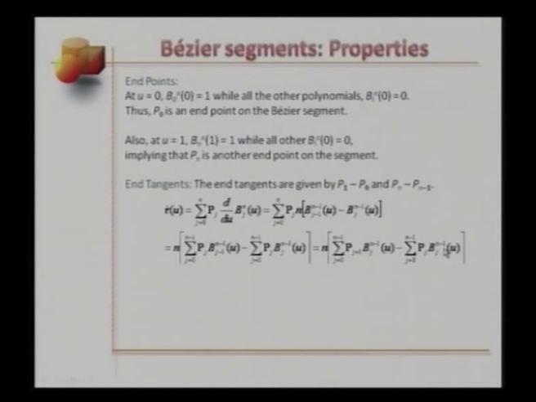super n minus 1. What have we done? We have simply raised the index of this term here. And accordingly, we have changed the limits here as well. We have the convention that b sub minus 1 super n minus 1 of u is 0. This is an exercise for you to determine why this is so.